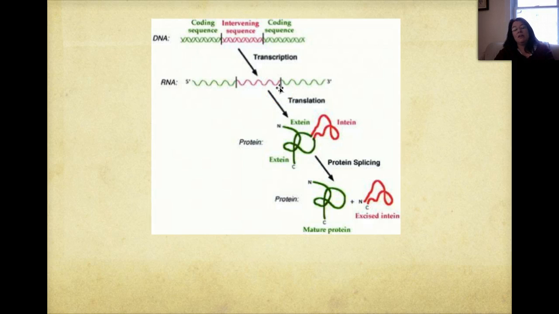Or, alternatively, and in the case of certain proteins, like the insulin protein, what will happen instead is that at the protein level, we will remove the intein and join together the resulting exteins. That's a process called splicing because it involves an internal region of the protein. The red intein gets removed and the remaining green exteins get joined together to produce a mature protein.